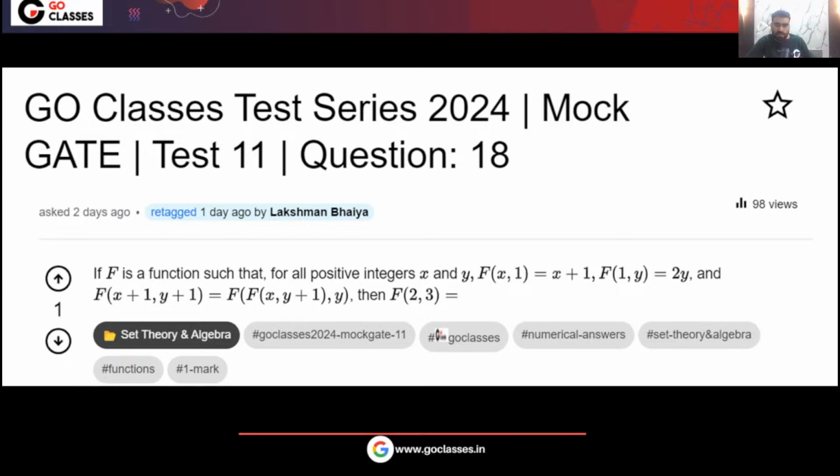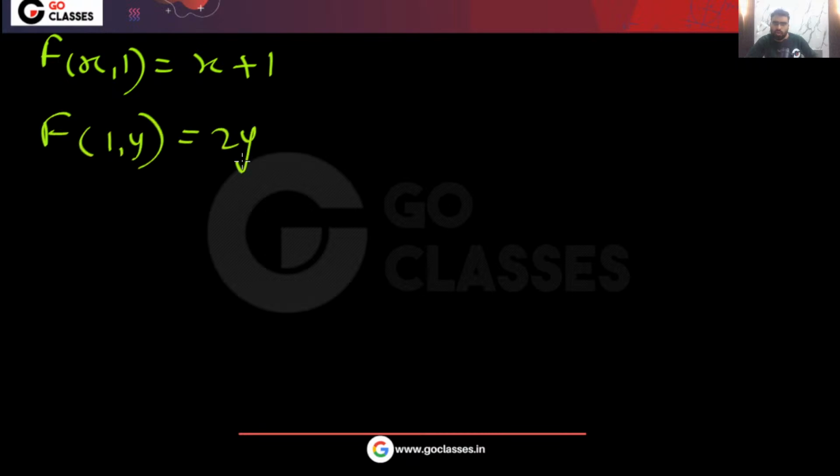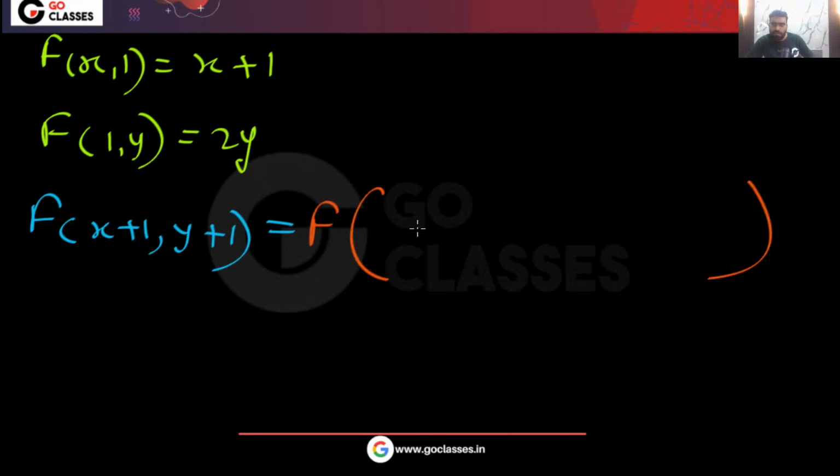Now let's solve this question. Let me tell you the best way to solve this question. See, the question is actually very simple. The question is saying that f(x,1) is x plus 1. The question is saying that f(1,y) is 2y. Now the question is asking what is f(2,3), but the question is also saying that f(x+1,y+1) is f(f(x,y+1),y). Okay, so this is the question that is given to you. Now let's solve this question.